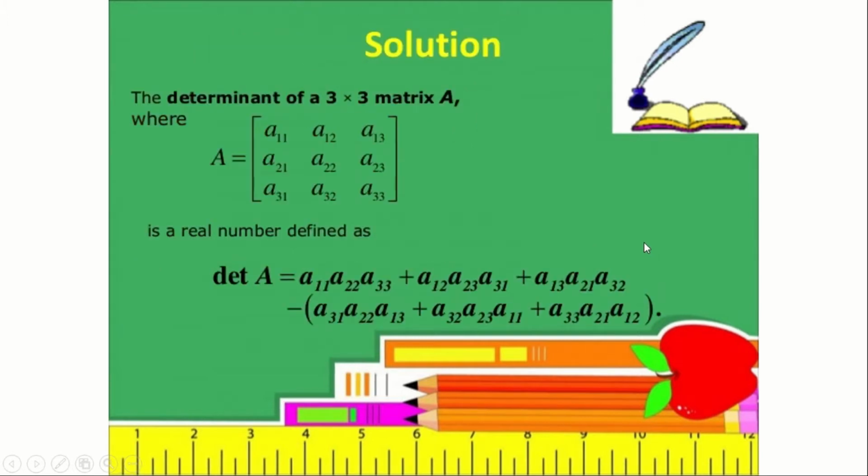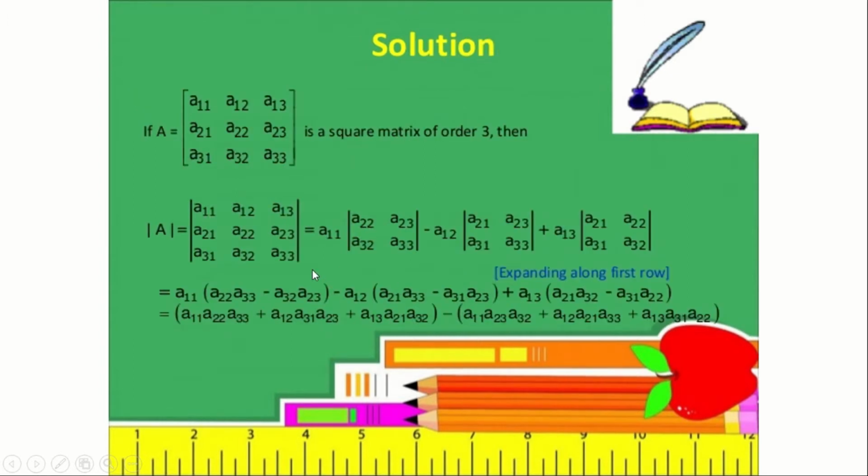So next let us go to the 3 into 3 matrix. Here there are 3 columns and 3 rows. In order to expand it, we have to do it in this form: a11 a22 a33, a12 a23 a31, plus a13 a21 a32, minus of all these elements. So this is a subtraction of the product of the elements. Let us go to an example problem.